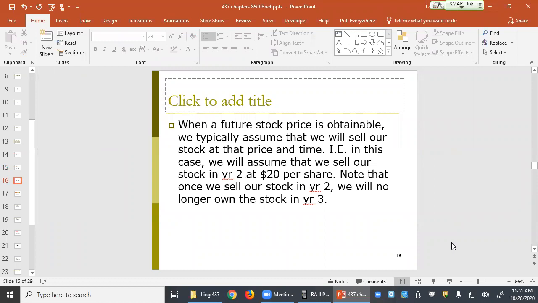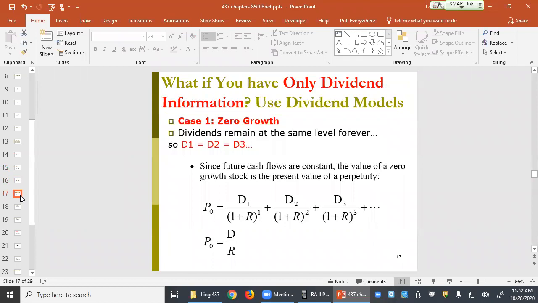So we see that when we have both the dividend information and a future stock price information, the calculation is simplified. But what if we don't have a future stock price information? Then what do we have to do? We'll have to assume that we'll hold on to our stock forever, until the year of infinity. So in that case, we will try to see if the dividend fits into one of the 3 dividend models. Typically we use history to predict the future, so a lot of times we'll use historical dividend information.